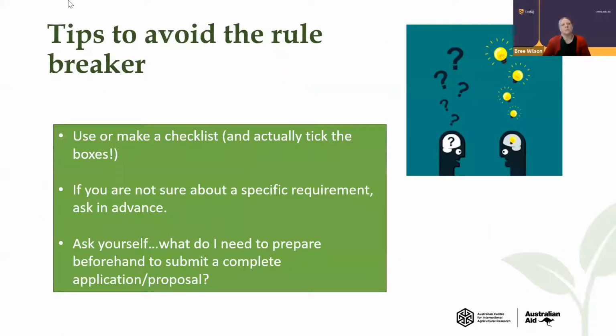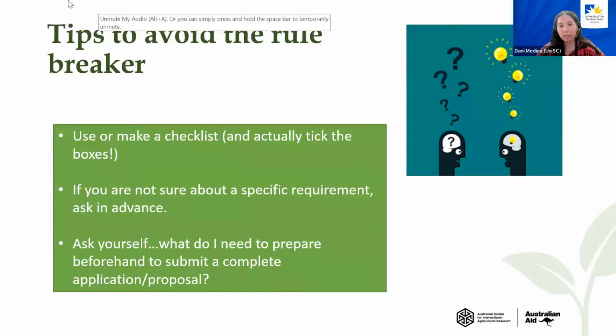All right, so how do you avoid being a rule breaker? I would say it's always really handy to make a checklist, but actually go and tick the boxes. Don't just make the checklist and forget about it. And this goes a little bit beyond the research intent form. There's a lot of documentation you need to provide with your application.